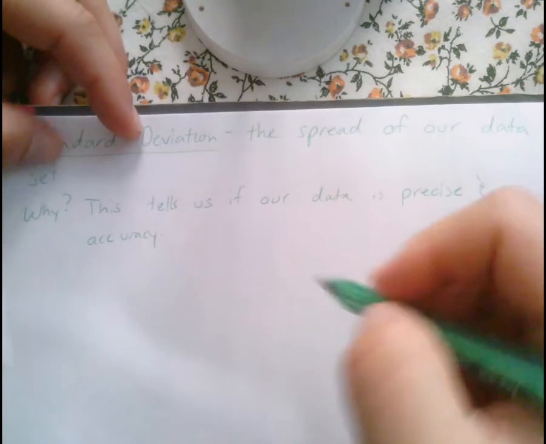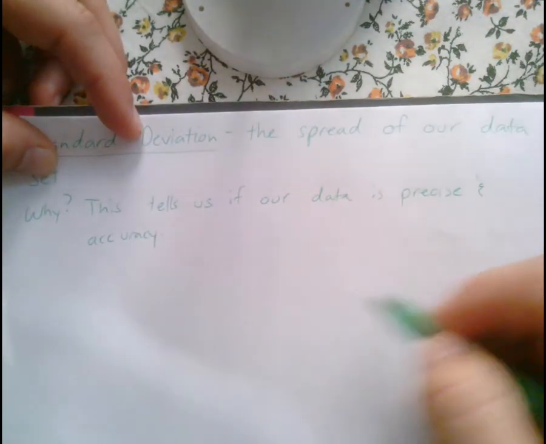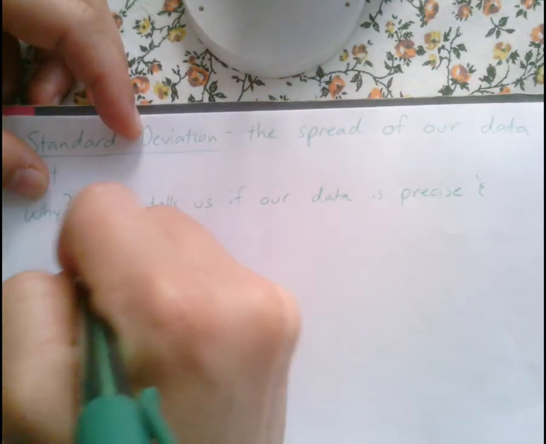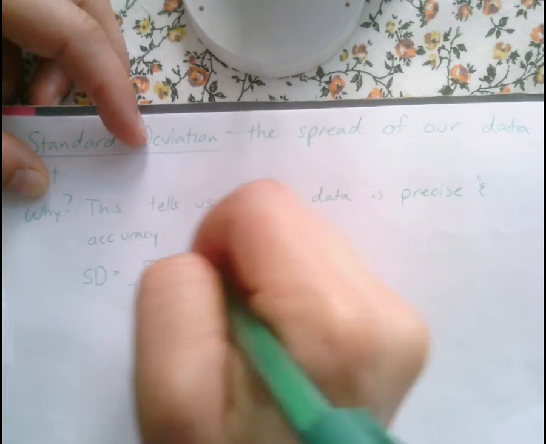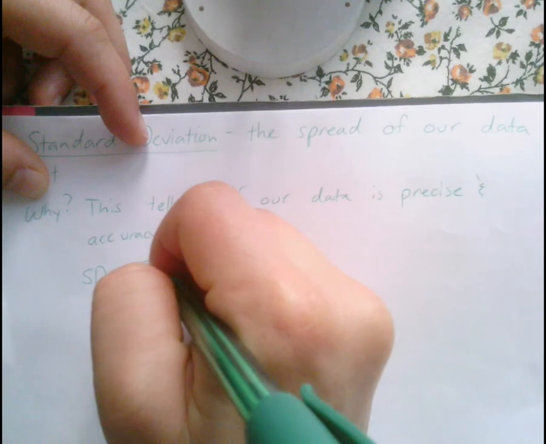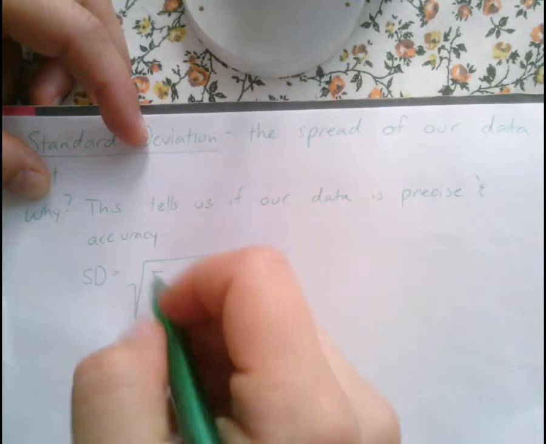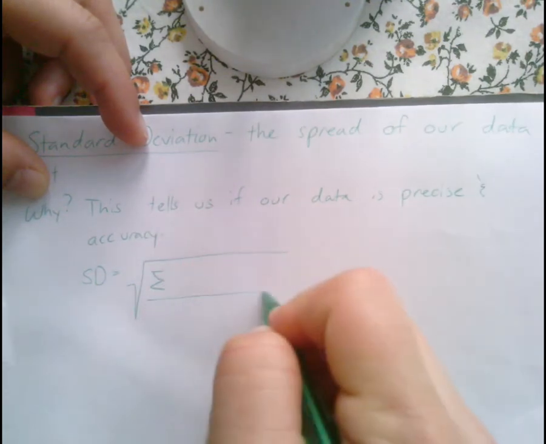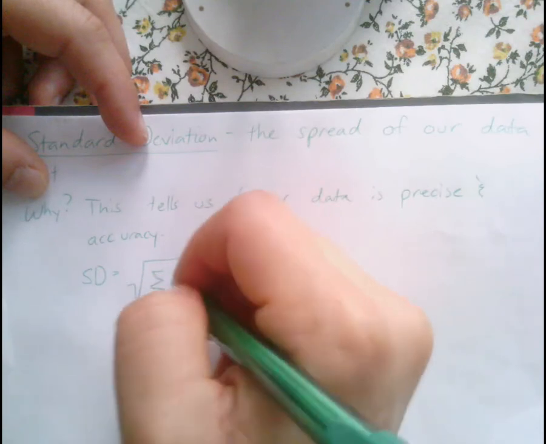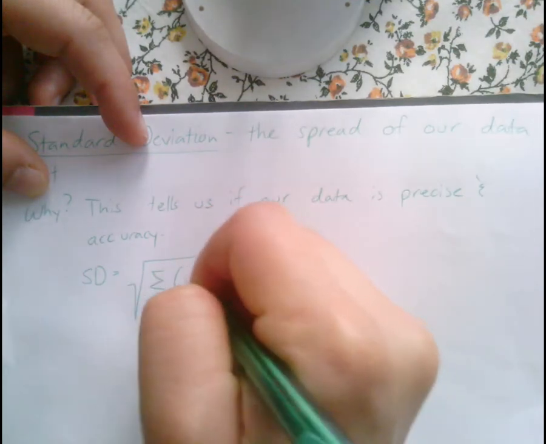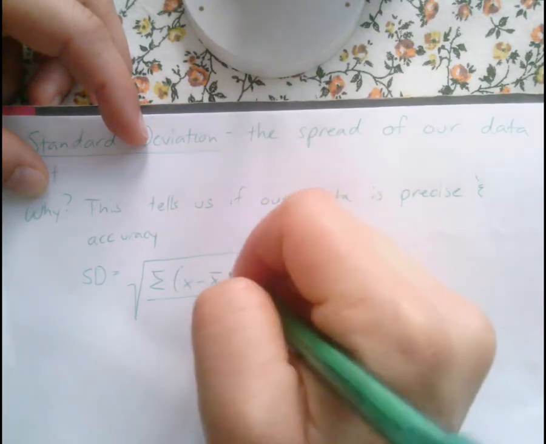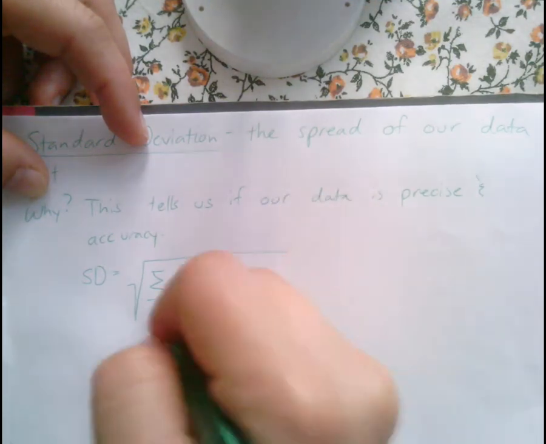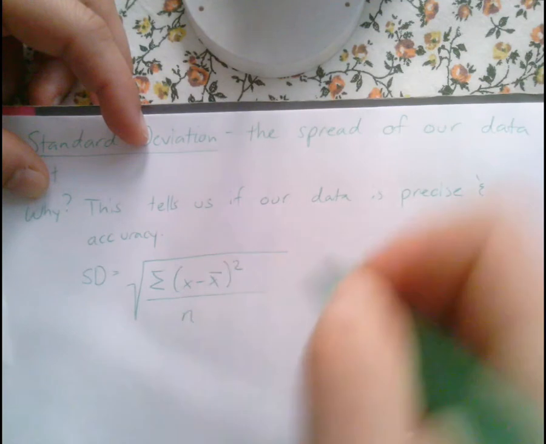Standard deviation is a formula. I'm going to write SD for standard deviation. That is equal to the square root of, we're going to add that sigma, it's an ugly sigma, of X minus X bar, squared, over n.